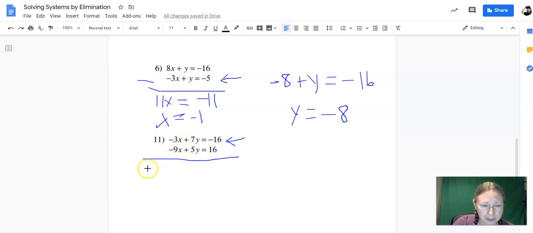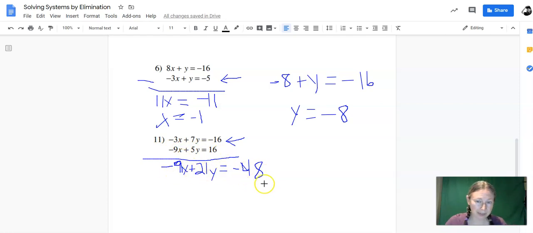So let's change that equation. Negative 3x times 3 is negative 9x. 7y times 3 is plus 21y. And then negative 16 times 3 is negative 48. Now, if you're not favoring subtracting all of this stuff from this stuff, one suggestion would be to just multiply this whole equation times negative 1, and then you can add them, and it saves you that mental effort of having to subtract everything.